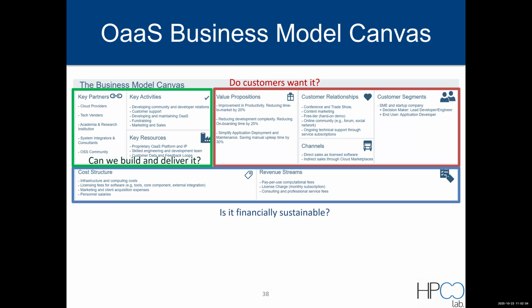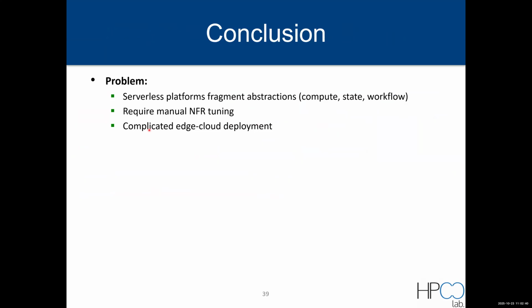And last, can we build and deliver it? This is the gap between what we have right now and what we can achieve as a full-on company. There is a technical gap and a commercialization gap. The technical gap is: what are the required features? And for the commercialization gap, we need partners, fundraising, and more manpower. There are more details of this business model in my dissertation; you can check on that. And that's pretty much everything.